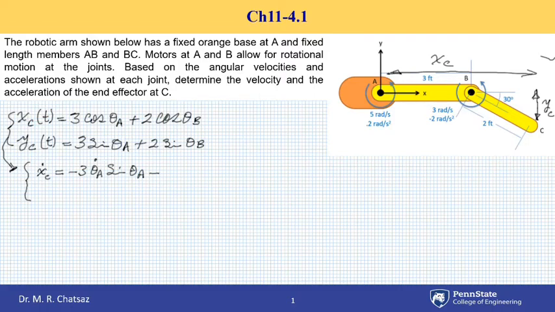minus 2 theta dot B sine theta B. If I take a derivative of the y equation, I'll have y dot sub C equal to 3 theta dot A cosine of theta A plus 2 theta dot B cosine theta B. So these are the two equations for components of velocity of point C.